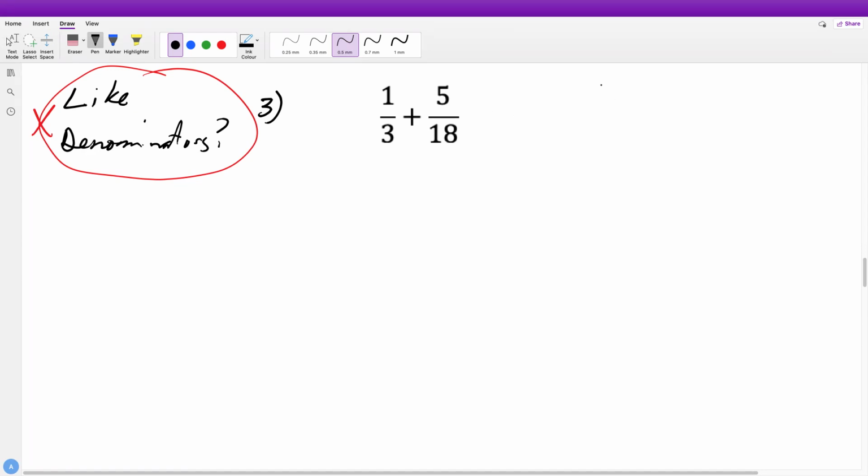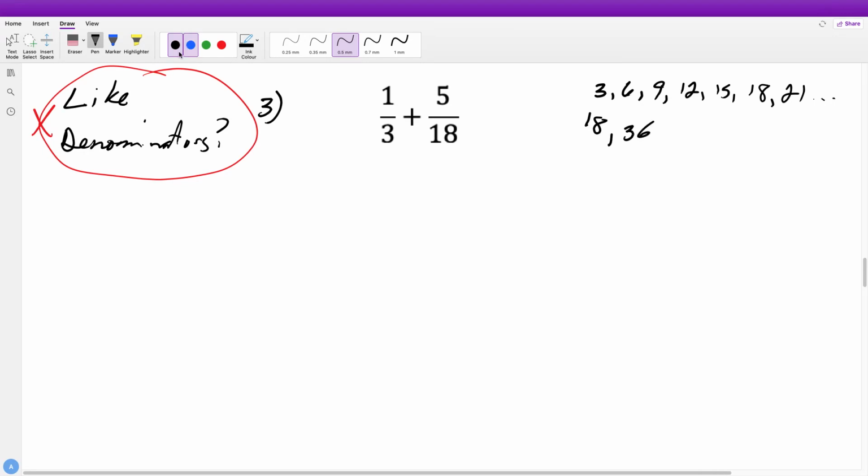All right, this one, 3 and 18. We look and we go, okay, let's find our multiples. So we look at this 3 and we write out all of our multiples. So 3 times 1 is 3, 3 times 2 is 6, 3 times 3 is 9, 12, 15, 18, 21, and so on. And then we write out our multiples of 18. We have 18, we have 36.